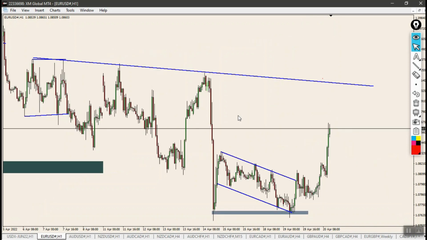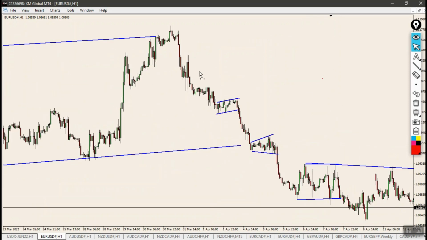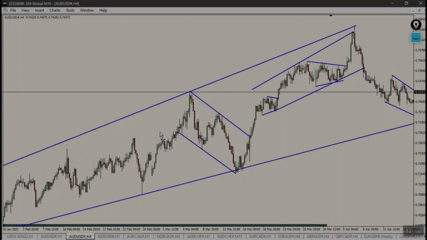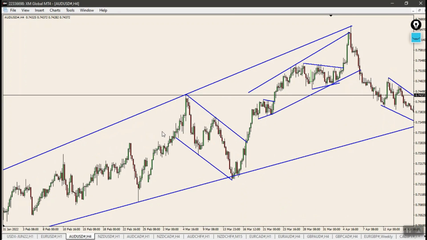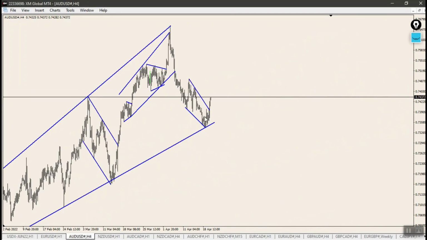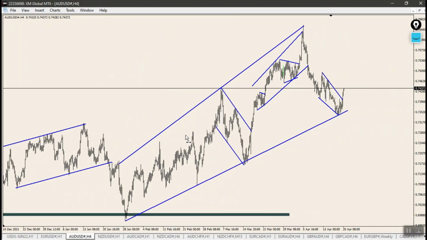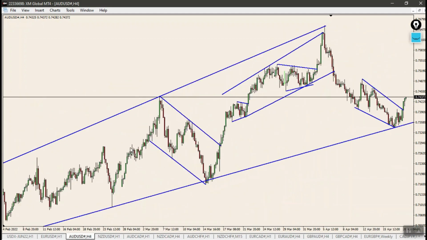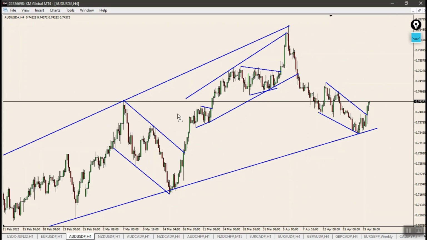So that's the risk entry that I was talking about. Let's move on to the next example of a risk entry. For the next example, we are on Aussie USD, and as you can see, we have a structure here that has been built over time. We have the first touch, second touch, third touch. On the third touch, we have a channel going down, as you can see right here, right?